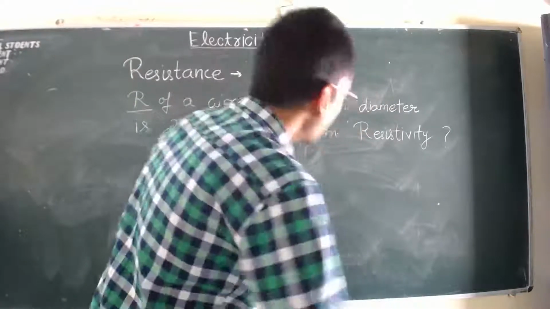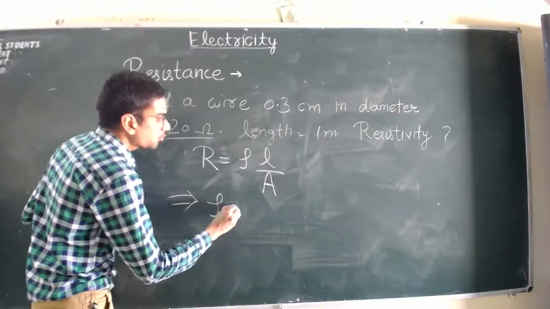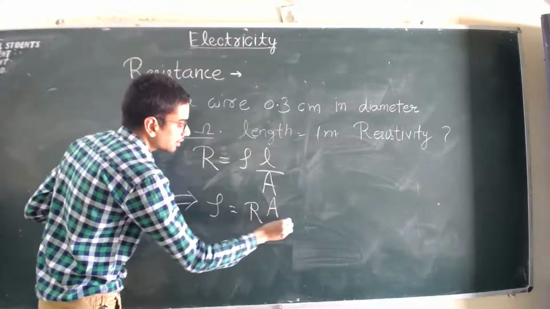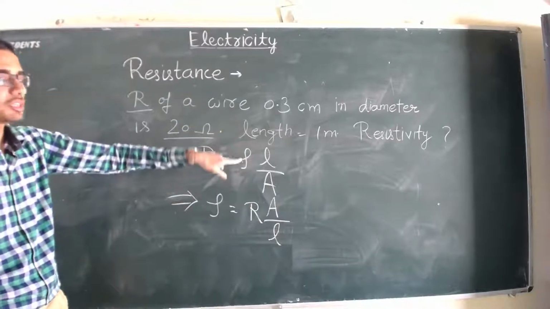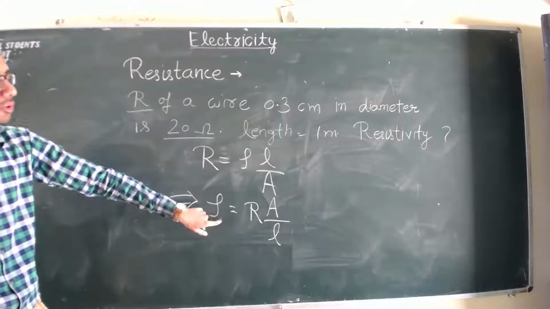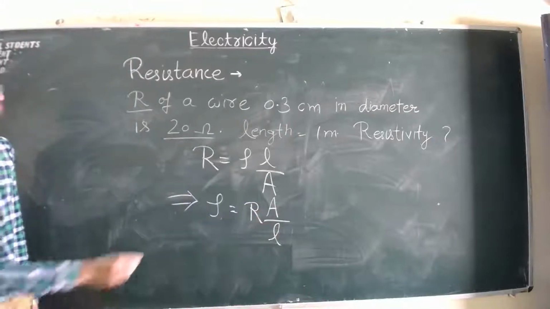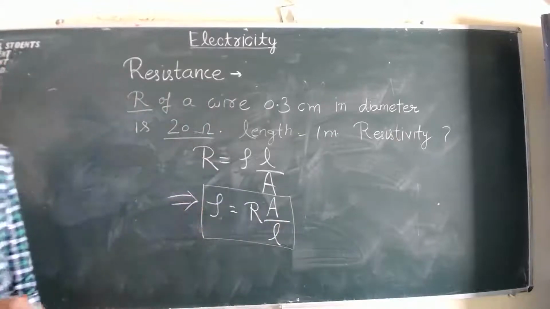R is equal to rho L by A. What will be the value of rho? Rho will stay there and rho will be R A by L. Okay, when you interchange, when you find out value of rho, the formula comes out R A by L. From this formula, you have to find out resistivity.